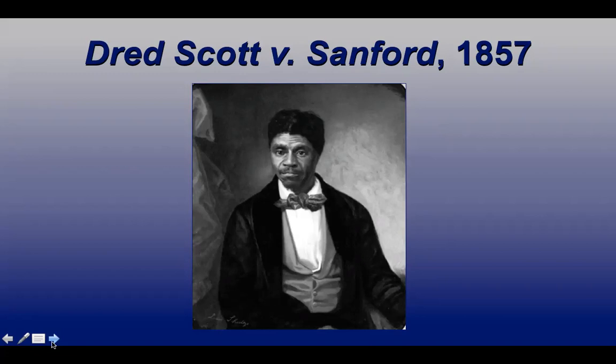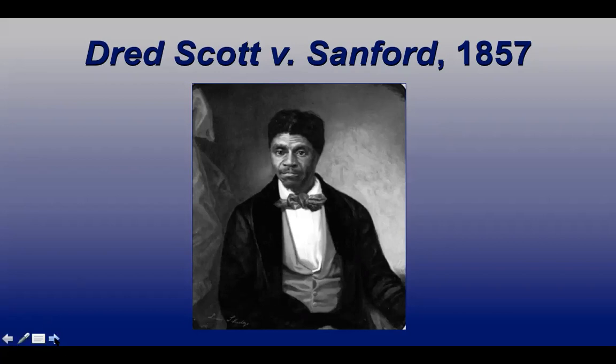He believed that living in a free state and a free territory made him free, even though he was born into slavery. He also believed that the Missouri Compromise was unconstitutional, and basically he was suing for his freedom because technically he did live in a free state, even though he was born into slavery. So he's saying, I want to sue for my freedom. And so his case goes all the way up to the U.S. Supreme Court.